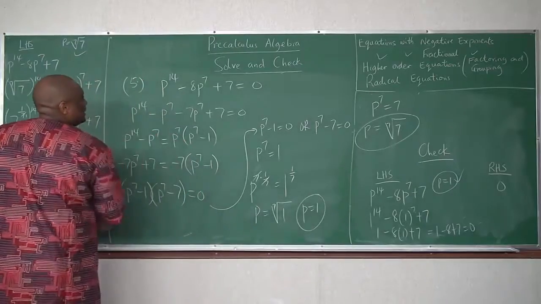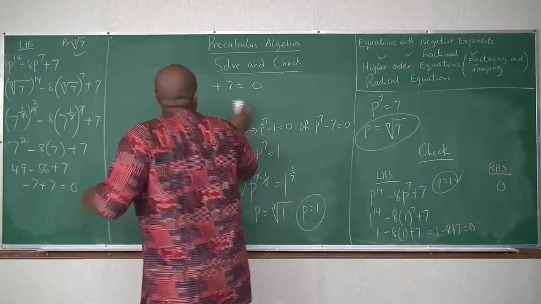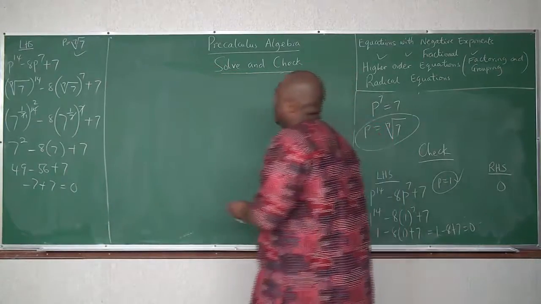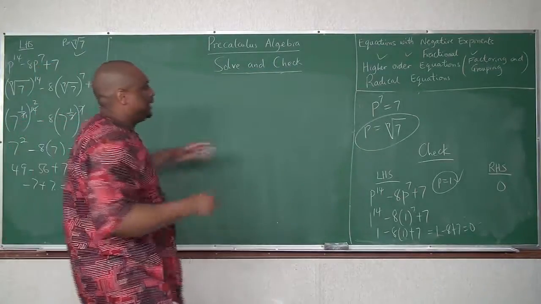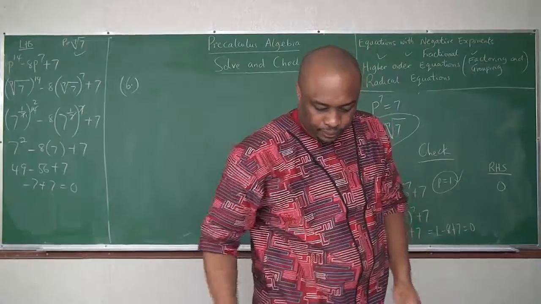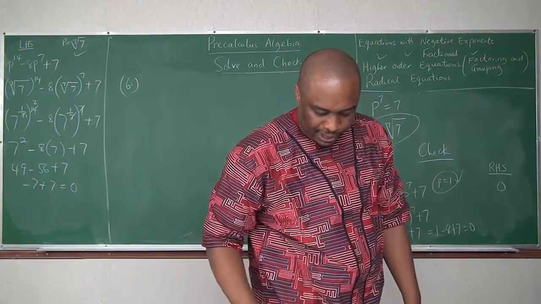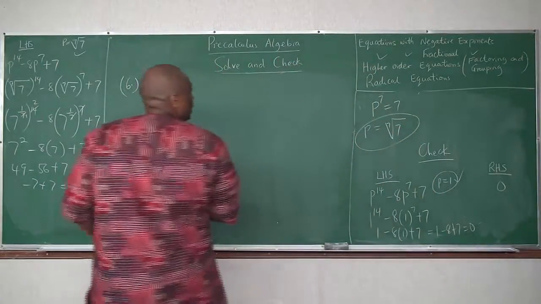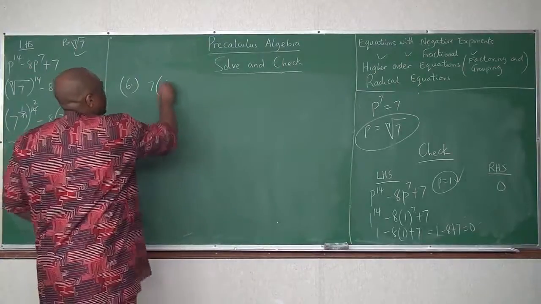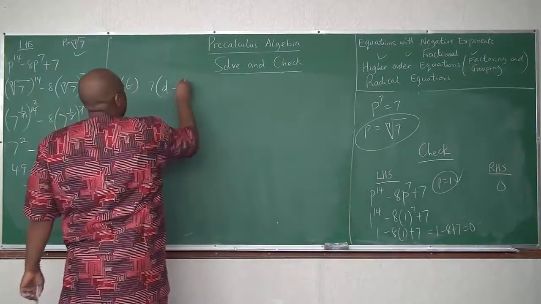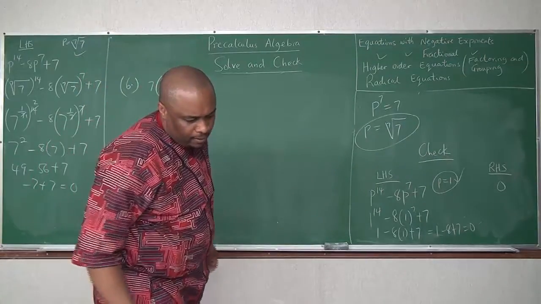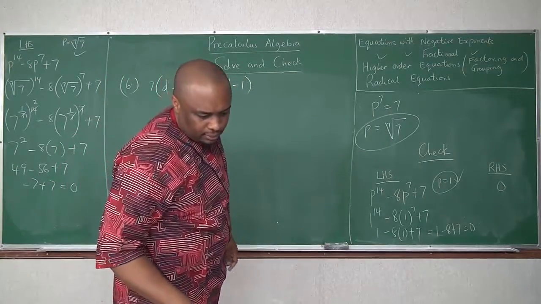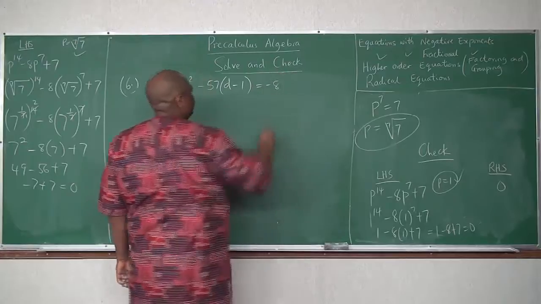Okay, folks, let's do question 6. I want to do varieties so you can be familiar with all of them. The next one is this: 7 times (d minus 1) all squared, minus 57 times (d minus 1), equal to negative 8. Okay?